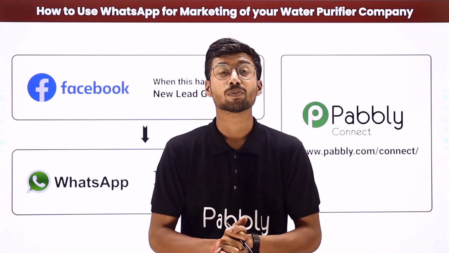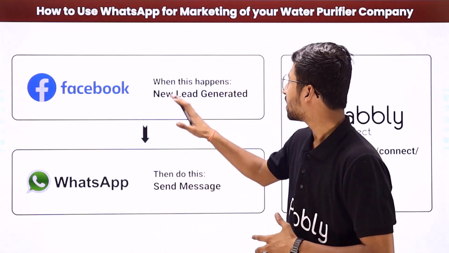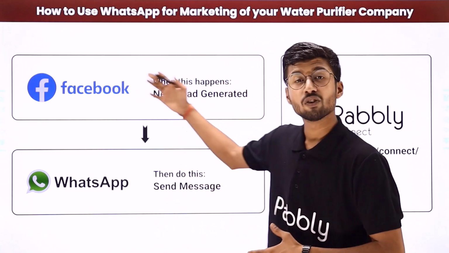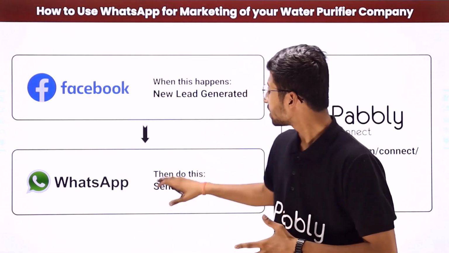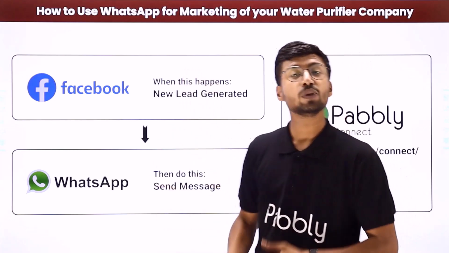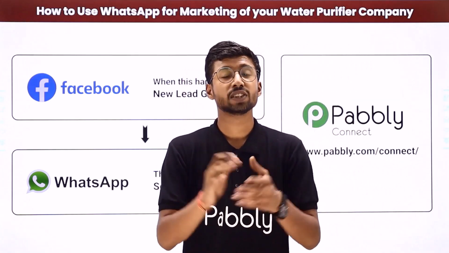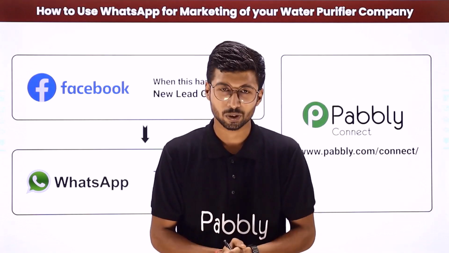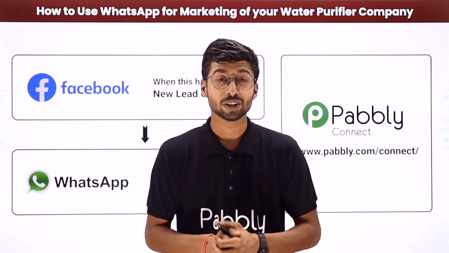So to solve this problem, in this video, I came up with an awesome automation by which whenever a new lead will be generated in our Facebook lead ads campaign, instantly, automatically, a WhatsApp message will be sent to that very same newly generated lead. And that too automatically, all the leads which are generated receive a WhatsApp message. So interesting, right? Now here you must be thinking how we are going to do this.